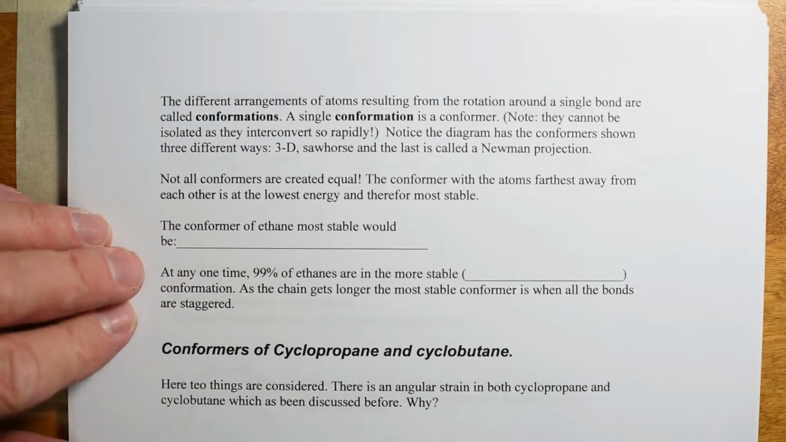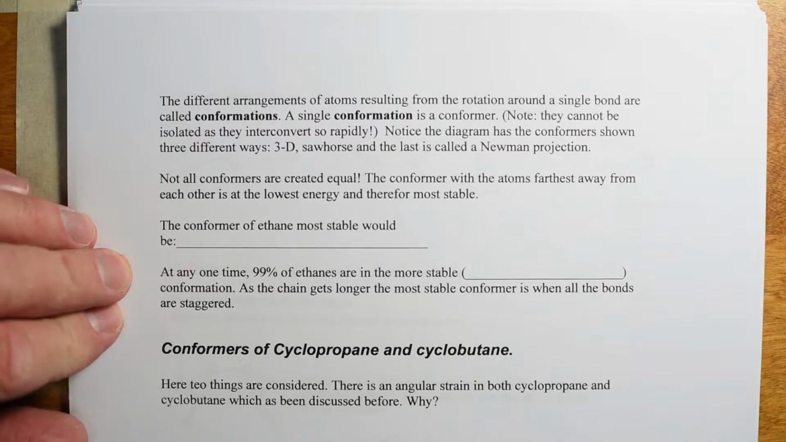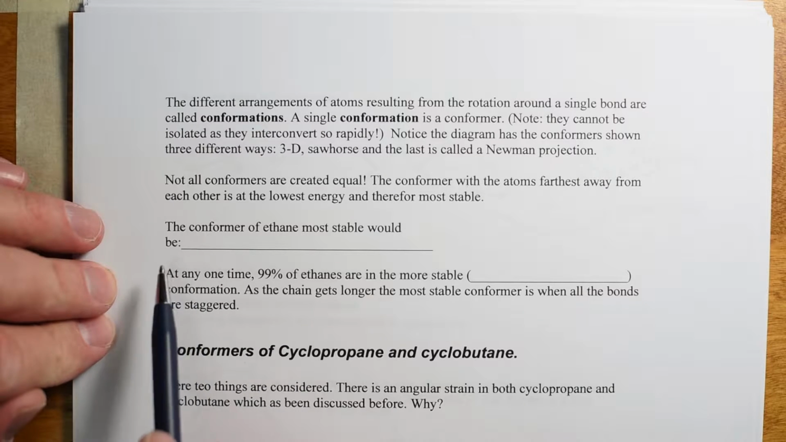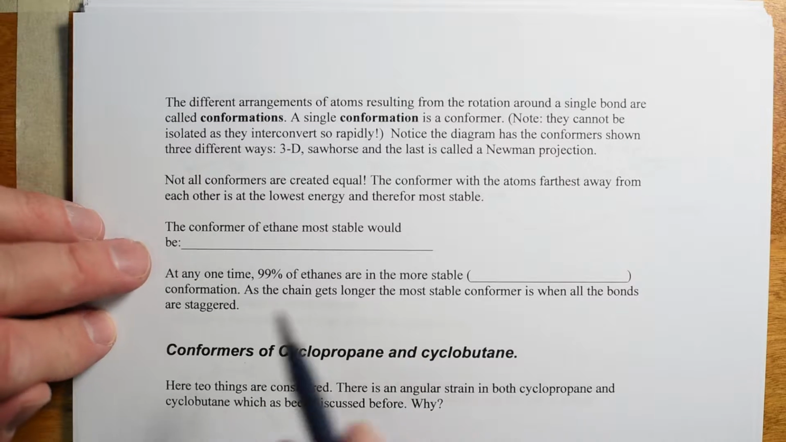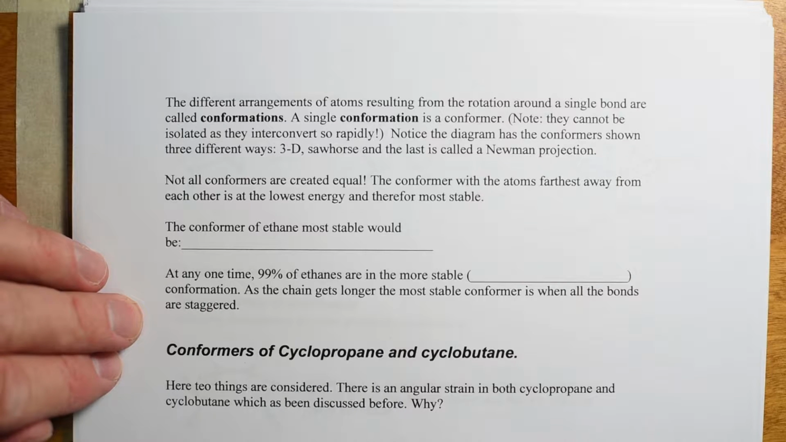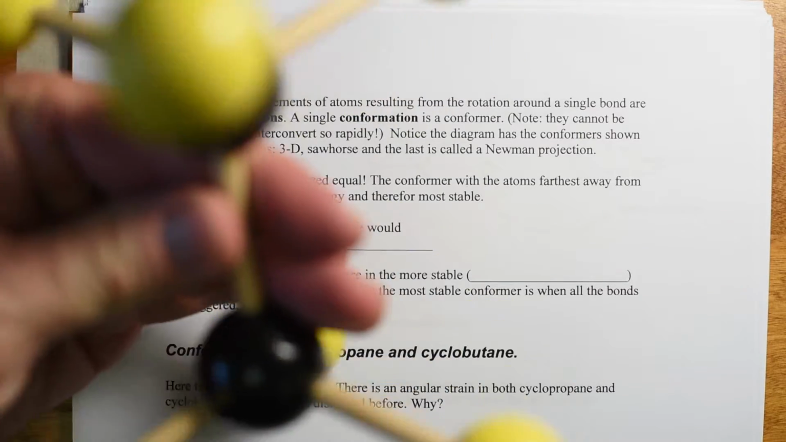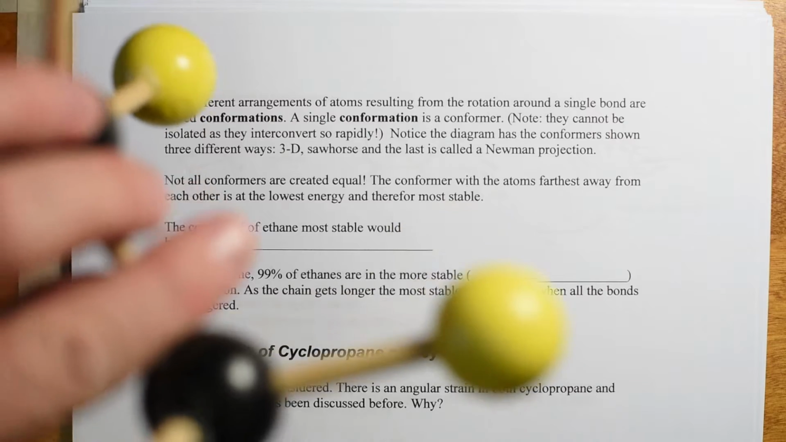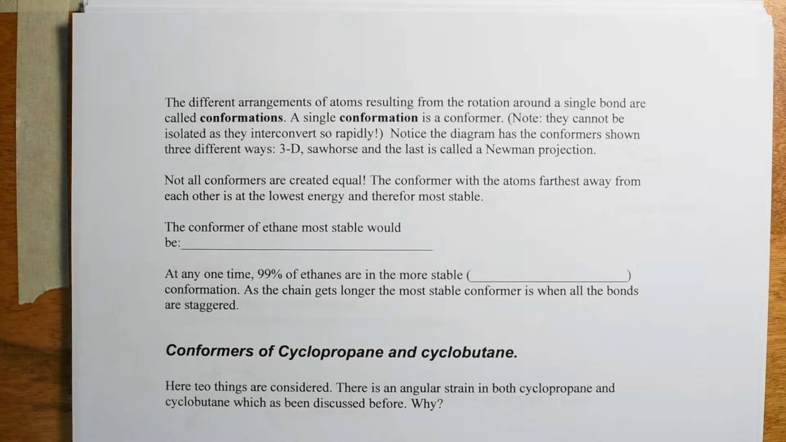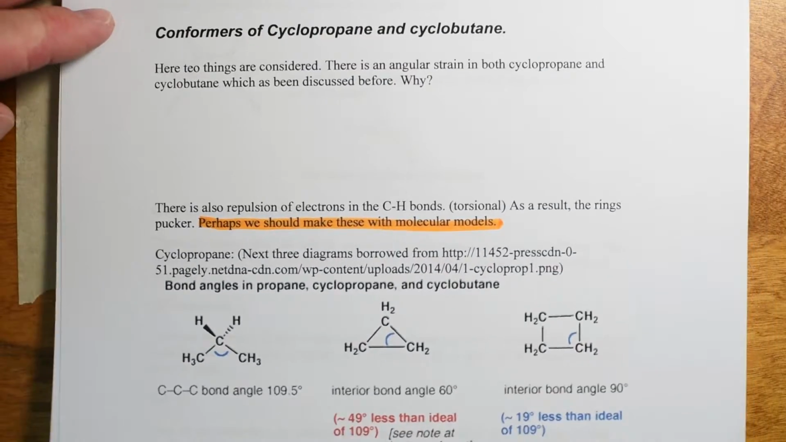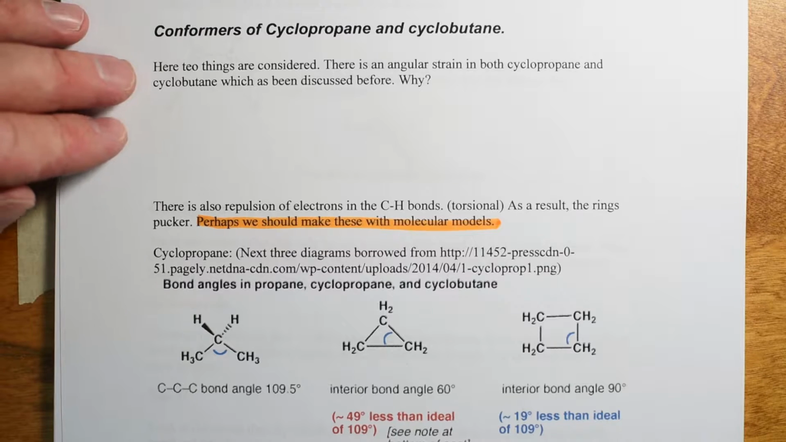Okay, so I would fill in your notes appropriately and have an idea of why that is. It does say the conformer of ethane most stable would obviously be the staggered. At any one time, 99% of ethanes are in the more stable or staggered conformation. But it's not like you can have a container of just one over the other, because you have to remember that these bonds are constantly changing, and the atoms are constantly spinning and rotating and doing all kinds of interesting things. We've talked again about conformers of cyclopropane and cyclobutane before.